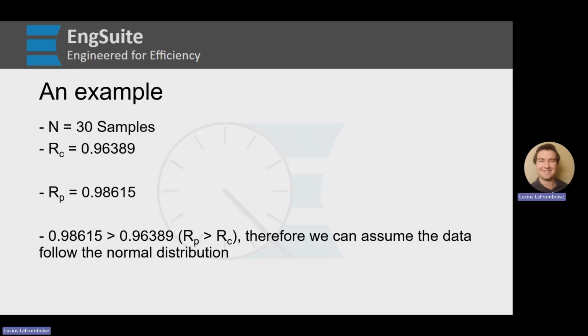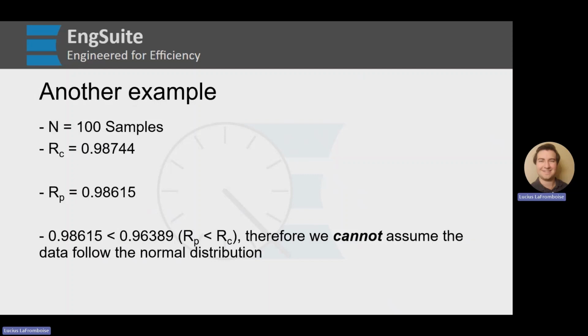So let's take a look at an example. Let's say we have n equals 30 samples. So that gives us a critical value of 0.96389. Let's say we have an RP value of 0.98615. Because 0.98615 is greater than 0.96389, so RP is greater than RC, we can assume the data follow a normal distribution.